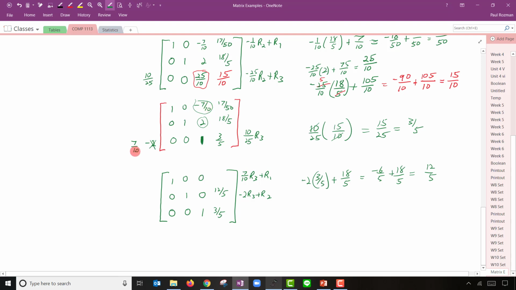And then finally, 7 tenths times 3 fifths plus 17 over 50. So 7 tenths times 3 fifths plus 17 over 50. That's actually not too bad. What do we have? 21 plus 17 over 50. That's 38 fiftieths. I guess that reduces to 19 over 25.